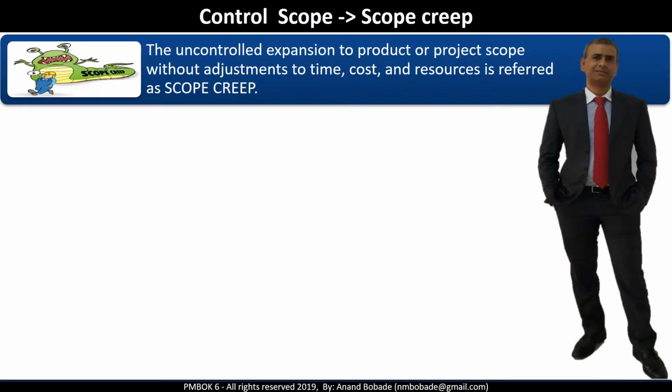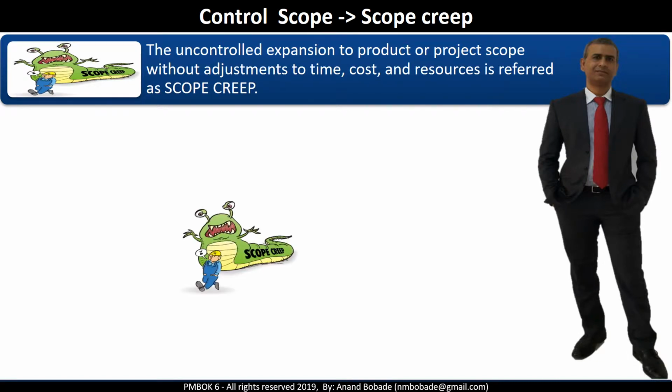Scope creep. Scope creep is uncontrolled expansion to the product or project scope without adjustment to time, cost, and resources. In simple words, the new scope which gets added to the project is not taken through a proper process.